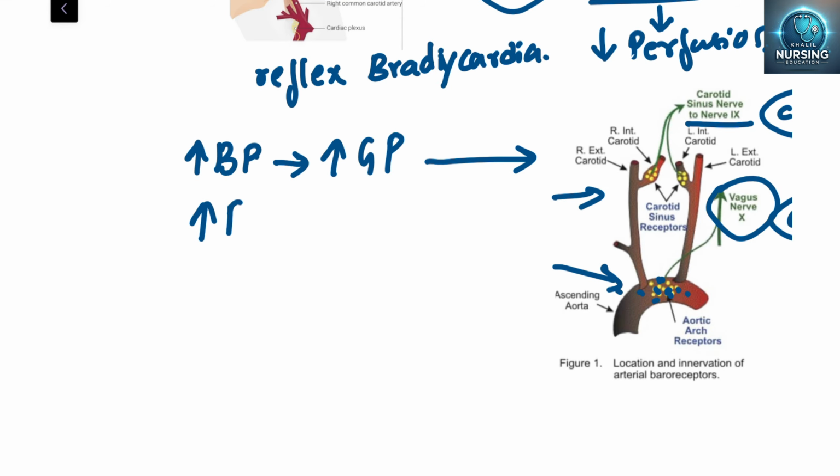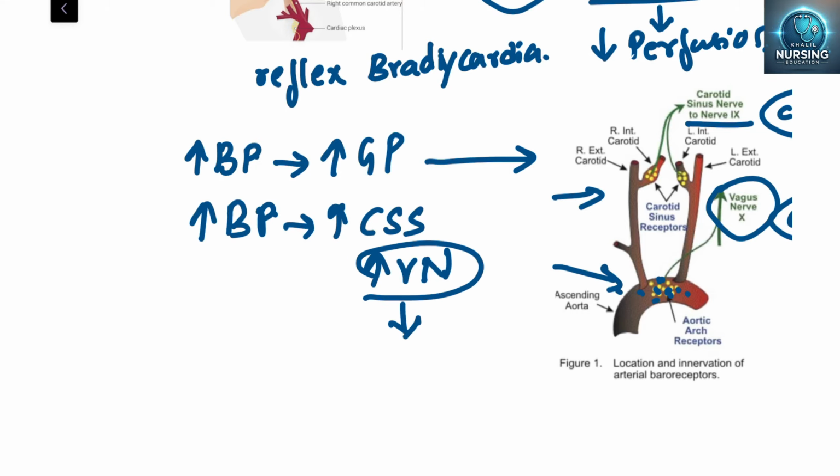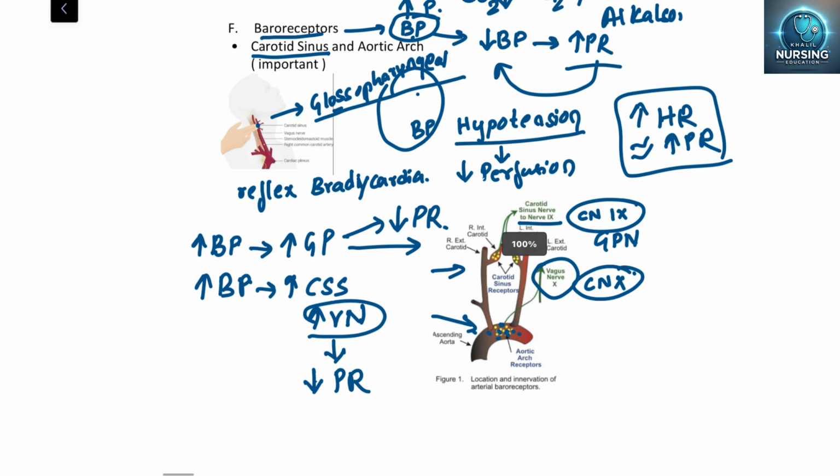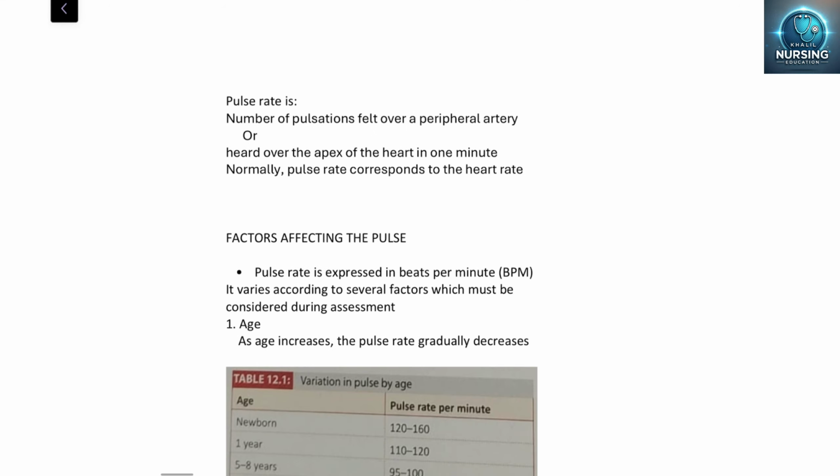Increased BP will make increased carotid sinus stimulation, that is nothing but increased vagus nerve activity. So whenever there is increased vagus nerve activity, that time there is a decreased pulse rate. Here also there is a decreased pulse rate. Clear? Okay.